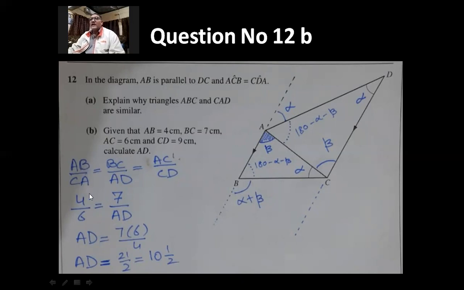So I know the value of AB, that is 4. I know the value of CA or AC, that is 6. I know the value of BC, that is 7, and I want to find the value of AD. So I will take AD to this side. You will have AD equal to 7 into 6 divided by 4. 2 3s are 6, 2 2s are 4, so 3 7s are 21, 21 divided by 2, and that equals 10 whole 1 by 2. So AD is 10 whole 1 by 2. So this is question number 12. Hopefully you understand how this question is done.